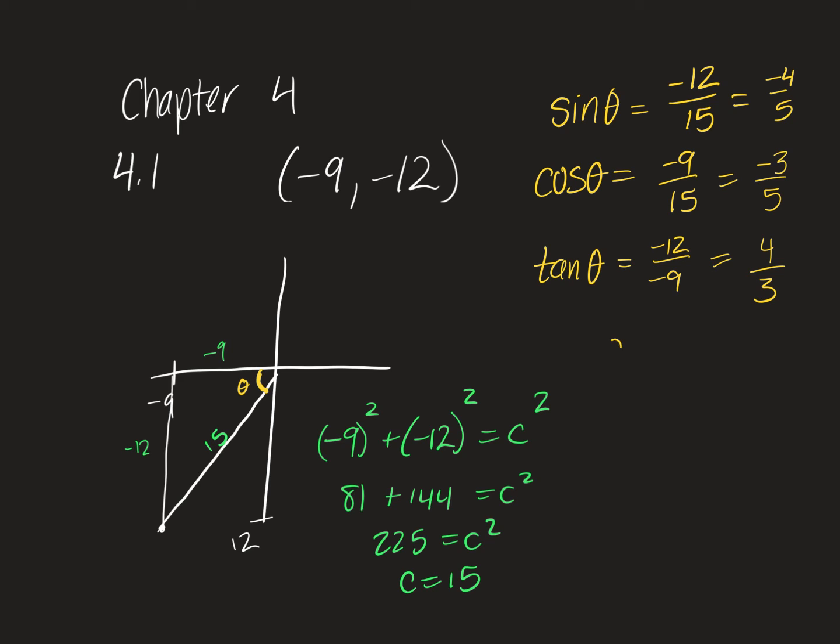And then you can find your inverse ones. Cosecant, you flip sine; secant, flip cosine; and cotangent, you flip tangent.